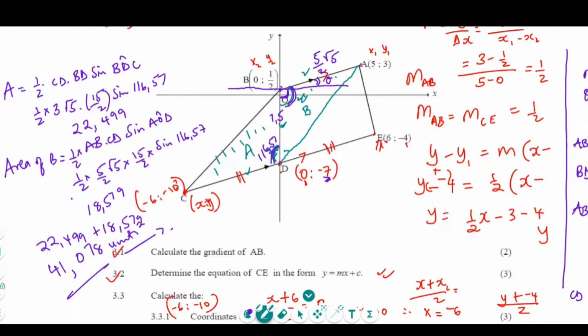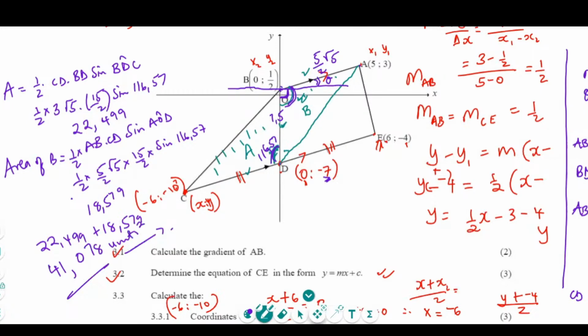Guys, I hope we just went through the correct steps. That's 0,5 times, let me just confirm, just for the sake of confirming, so that we just have the correct answer. 22,499, and okay, that's fine.